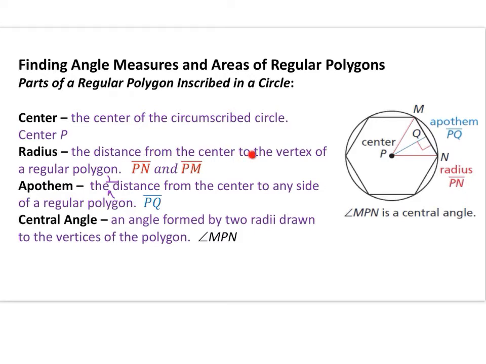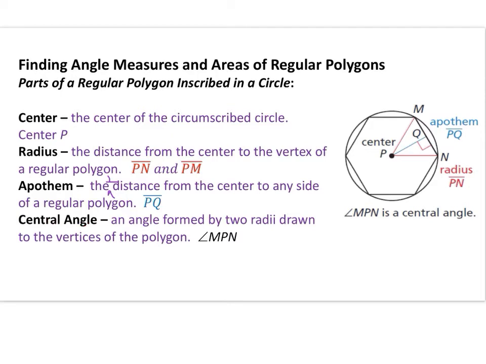We've got our radius, super important, it's the distance from the center to the vertex of a regular polygon. In this picture, our 2 examples are segment PN and segment PM in red. Apothem is a new vocabulary word. It's the perpendicular distance. I added in the symbol for perpendicular here. So the perpendicular distance from the center to any side of a regular polygon. In this case, it's segment PQ, blue.